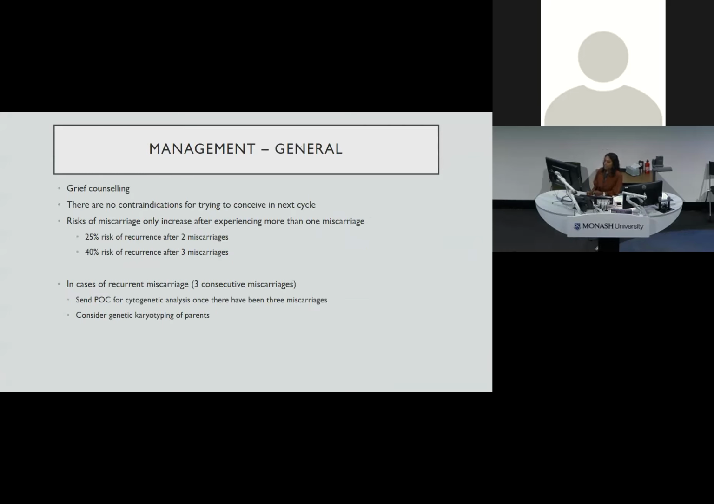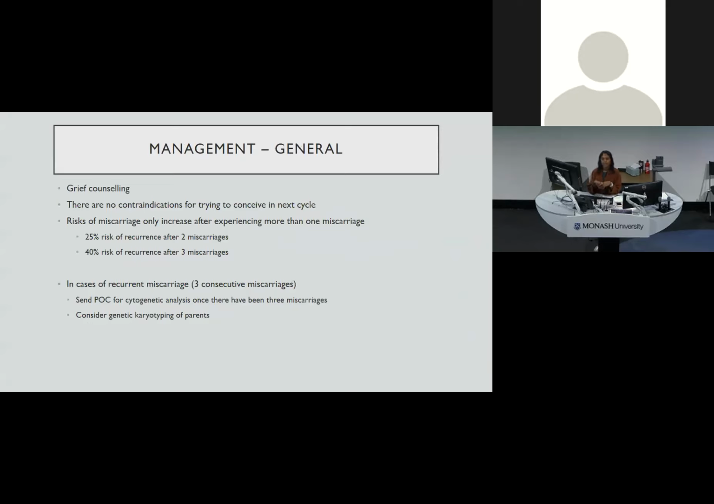For anyone who's experienced a miscarriage, ensure that you've provided or referred to grief counselling. There are no contraindications to trying to conceive in your next cycle. However, that really just depends on their mental health status and just how the couple's going. As I mentioned, your risk of miscarriage only increases after you've had 2. So after 2 miscarriages, about 1 in 4 subsequent pregnancies will lead to a miscarriage. After 3, that risk increases to 40%.